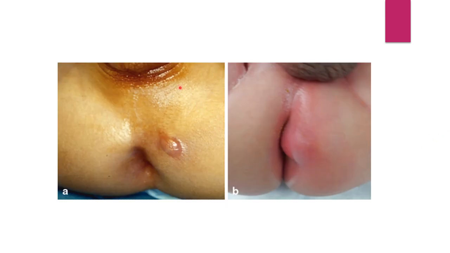Okay, these are some pictures. This picture shows a small early perianal abscess at the 2 o'clock position. Here there's a more severe abscess at the 3 o'clock position with massive cellulitis, a complication of spreading cellulitis. If not treated, it can end up with other complications.